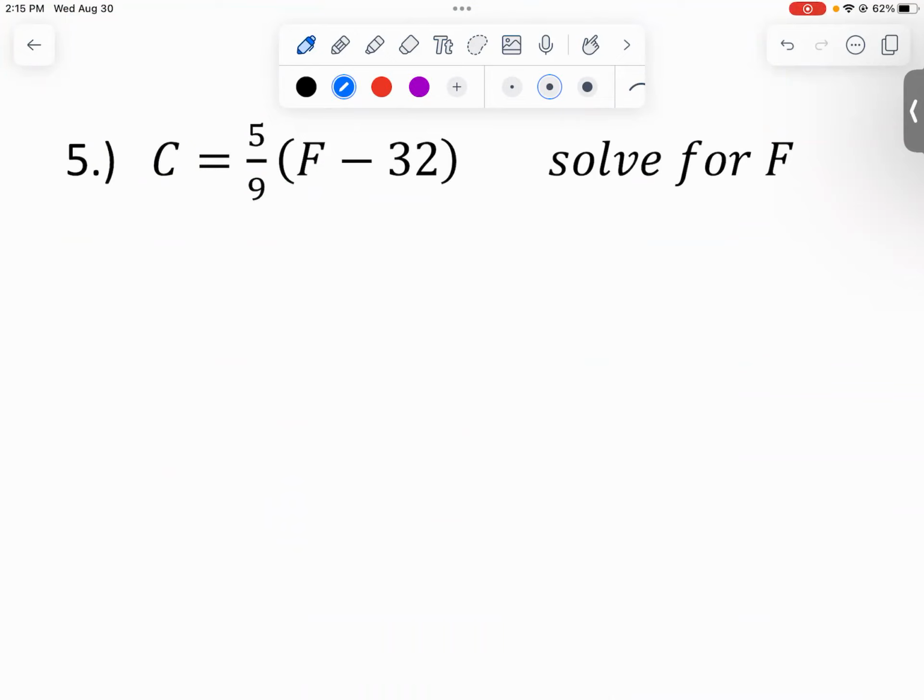All right, let's talk about this one. This is a very important one. Why? Because this is the formula to convert Fahrenheit into Celsius. Well, what if I have Celsius and I want Fahrenheit? Let's rewrite this formula so that we could use it that way.